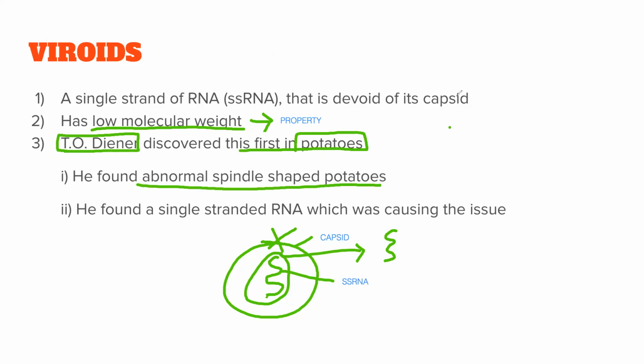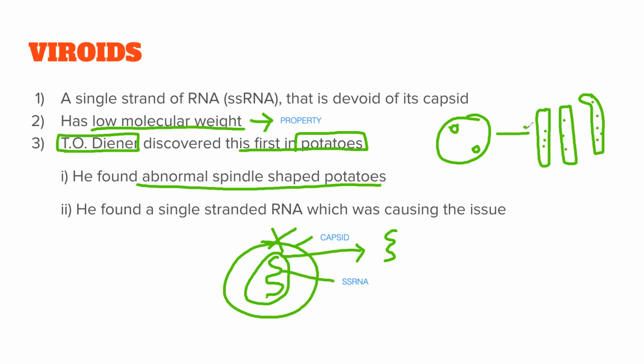How does a potato look? This is how a normal potato looks. It has buds in some places, but it's like an irregular sphere. But then what he found was spindle shaped potatoes. However a spindle looks, this is how the potatoes looked. So he got confused that if this is the way a potato looks, then these aren't potatoes, there's something else. But then they were indeed potatoes. So he got confused about what exactly was happening here.